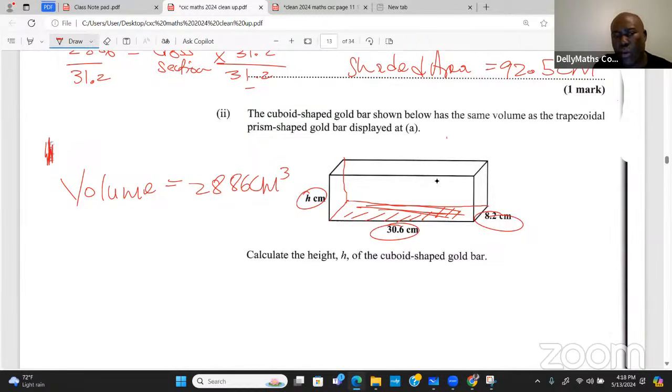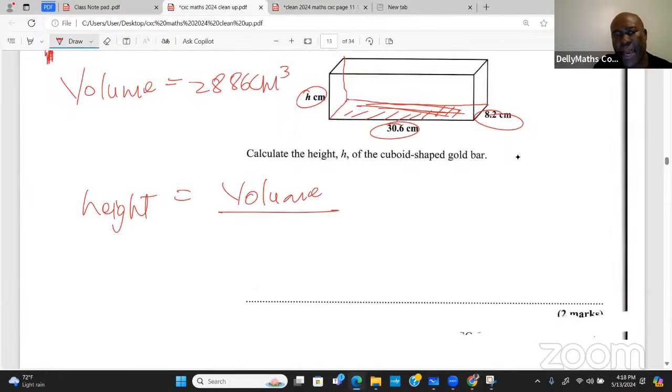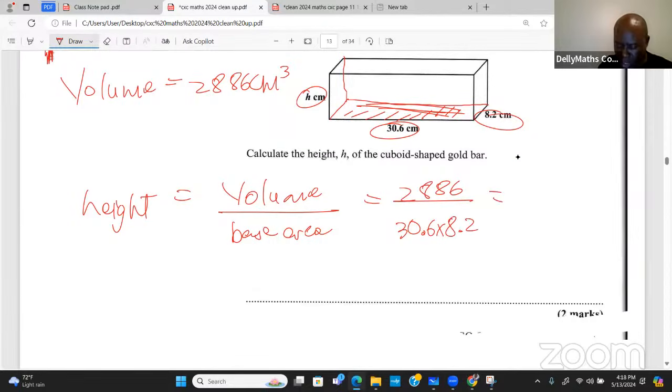So basically, what we're going to do is that the height here is going to equal the volume, and we're going to divide it by the base area. In this case, 2886 divided by 30.6 times 8.2. Let's see what that gives.